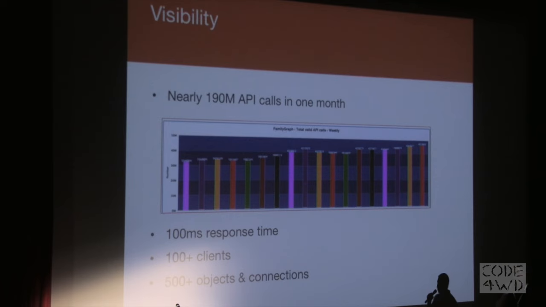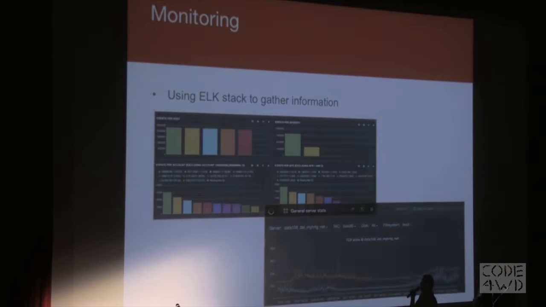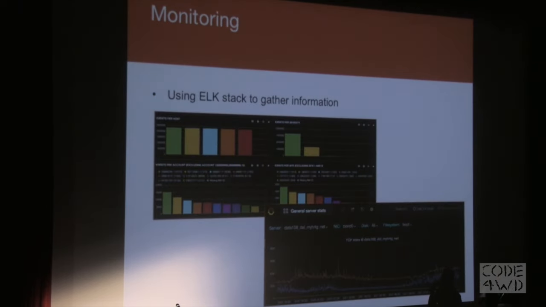Right now, we have just a bit more than 100 different clients that are using the system. We have both internal and external clients, so everything that we write within the company itself is based on top of the FamilyGraph API. It's very important for us to use whatever we're preaching to the other partners. And like I said, we have about 500 different objects and connections in the system. We use all sorts of ELK stack tools to monitor the system. We use Kibana, we use Graphite just to make sure everything is working correctly in the system.